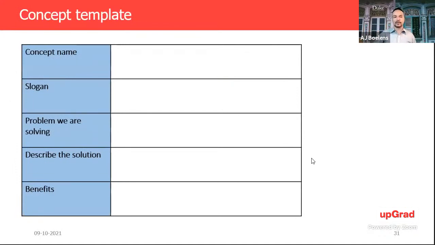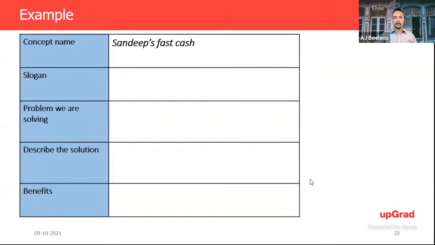So here's an example of a concept template. You can create this. I've seen many different variations of this, and it also depends. Is it a product? Is it a service? Is it a solution? You might need to adapt this, but create some kind of concept template which people can work on together to create concepts from.